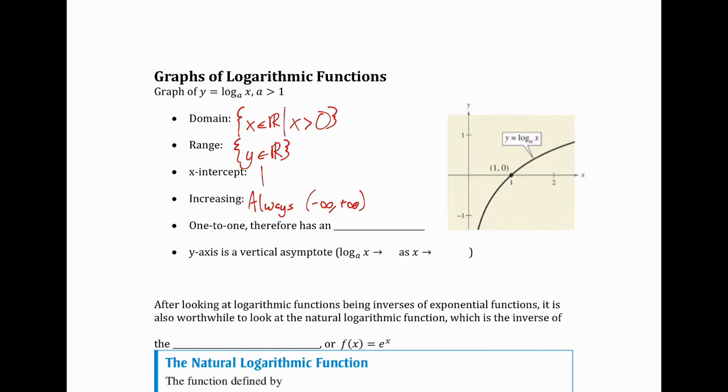Now it's 1 to 1, therefore it has an inverse function, and we've already looked at the inverse function. We just looked at it a minute ago. It's the logarithm, or it's the exponential.